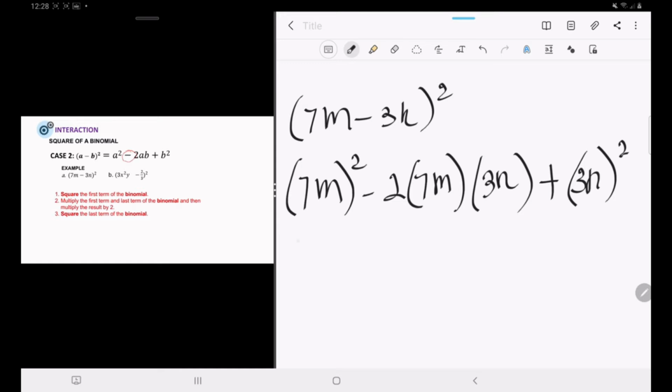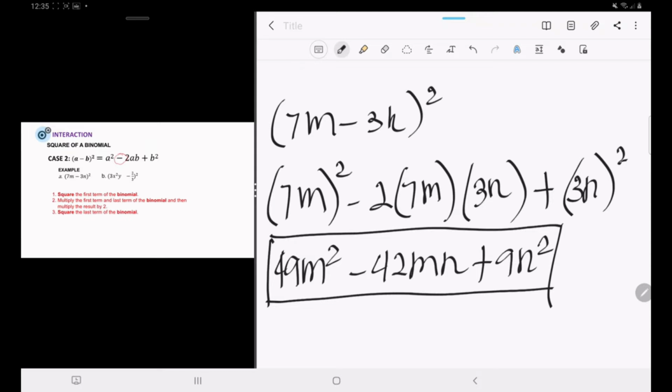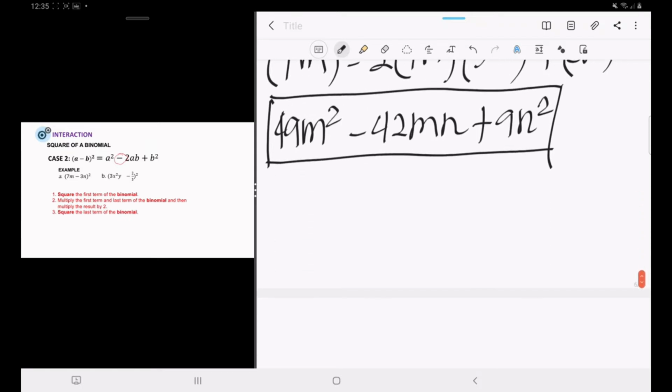7m squared is 49m squared, and then 2 times 7m times 3n is 42mn, and then 3n squared is 9n squared. So the product is 49m squared minus 42mn plus 9n squared. Let's have another example.